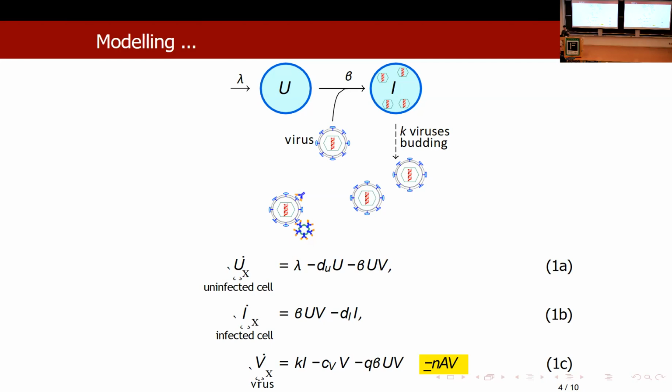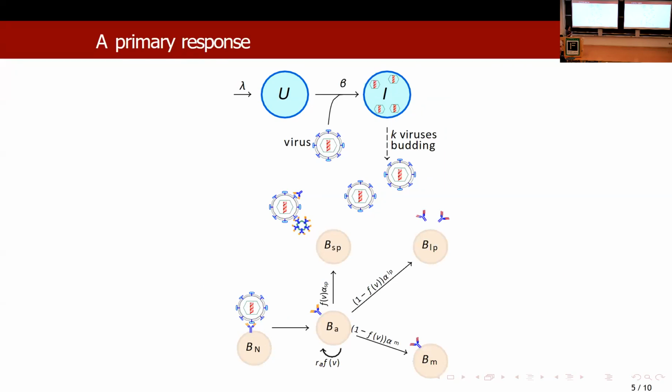But what produces antibodies? Usually antibodies are secreted by short-lived plasma cells or long-lived plasma cells. But they are the last stage of a hierarchy of differentiation of cells. And usually it starts with naive B cells, and then it keeps differentiating till you end up with these two.